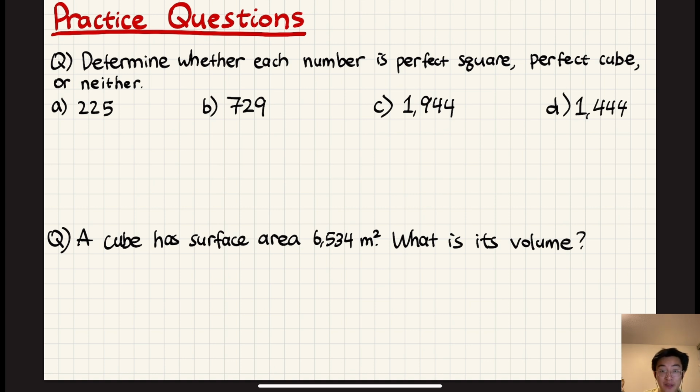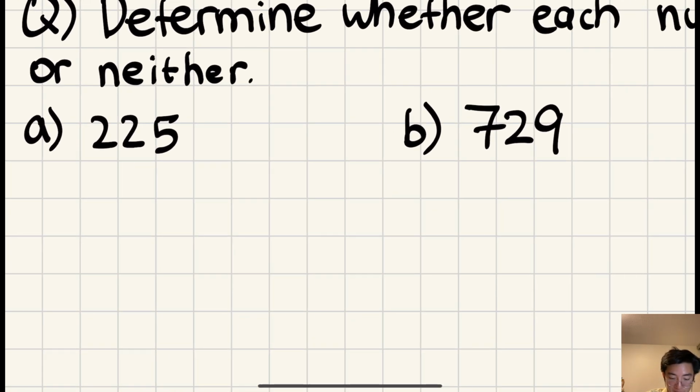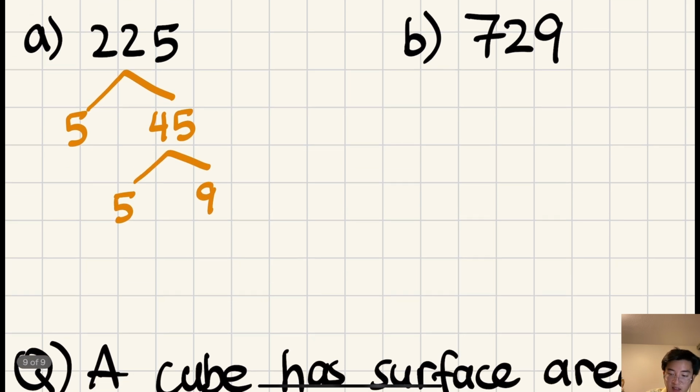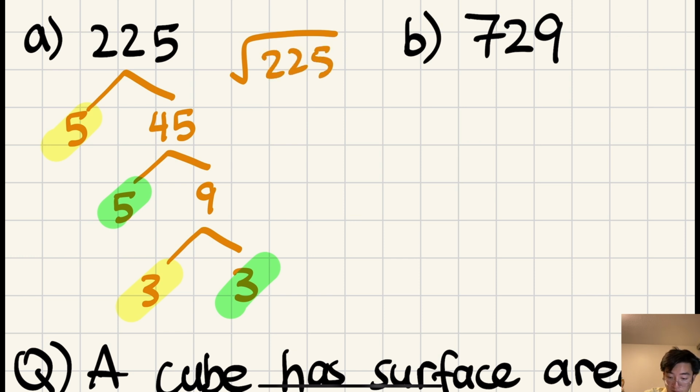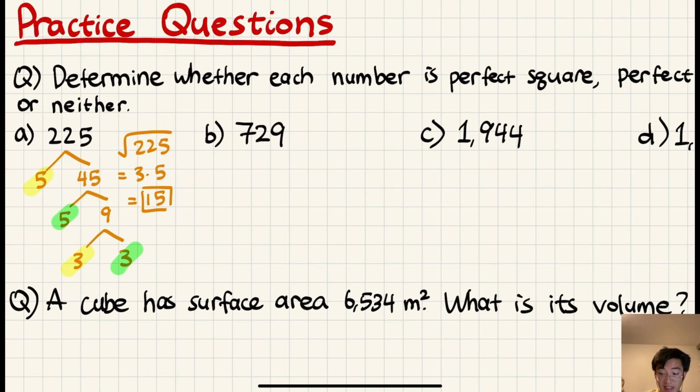Alright, so hopefully you got some time to work on those questions. Let's go over them. Starting with 225. 225 is divisible by 5 because it ends in a 5, getting us 45 and 45. 45 can be broken down into 5 and a 9, and the 9 into 3 and 3. As we can see right here, those numbers can be grouped up evenly. So we have a 5 and a 3, and a 5 and a 3. This means that the square root of 225 is just 3 times 5, which is 15, meaning this is a perfect square.